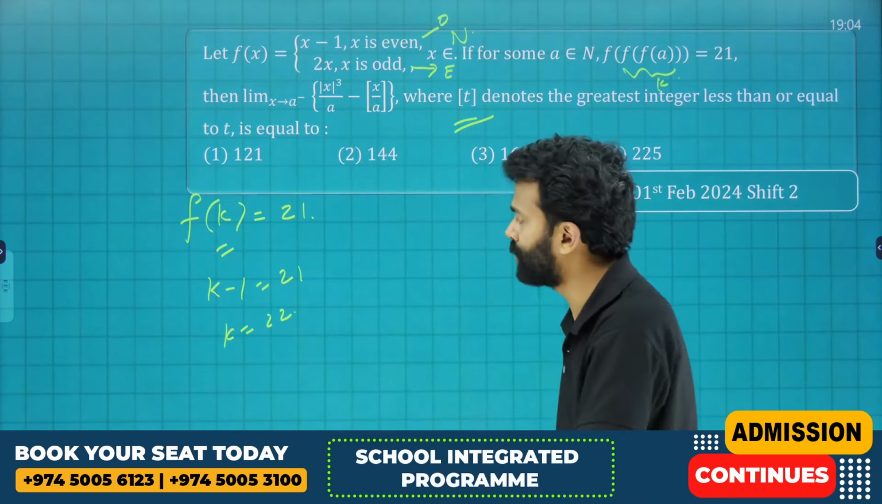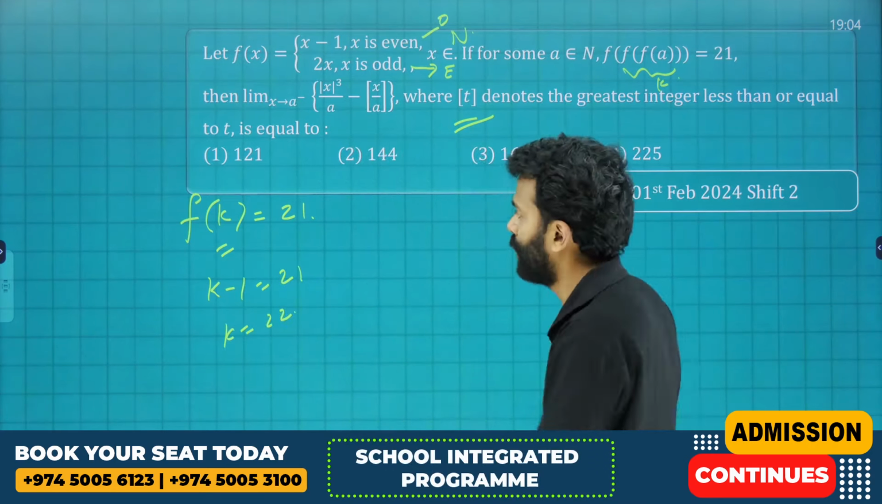Therefore k is equal to 22. If you apply it reversely, what is f of 22? For f of 22, x is even, so go for this one: 22 minus 1, that is 21. So we got k as 22. So k is f of a. That is, f of a is equal to 22.